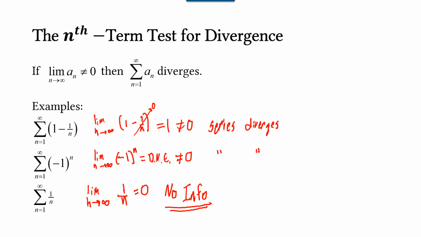Now, it's almost impossible to make it through Calc 2 without messing this up at least once and looking at the nth term, saying the limit goes to 0 so the series converges. But I just want to emphasize that that is not a proper use of the nth term test, and if you get something that equals 0, you have to move on to another test.